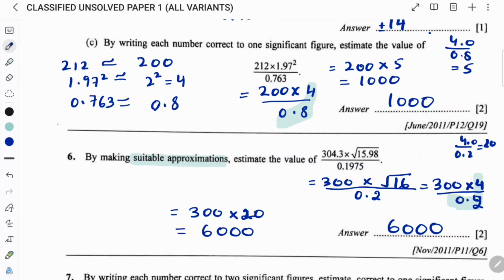What did we do here? 304.3, but with some suitable approximation we wrote 300. 15.98 as the square root of 16, which is closer. We replace this number as 4, divided by 0.2, and then 4 divided by 0.2 is 20. We replace this, and 300 times 20 is 6,000, which is the answer for this question.